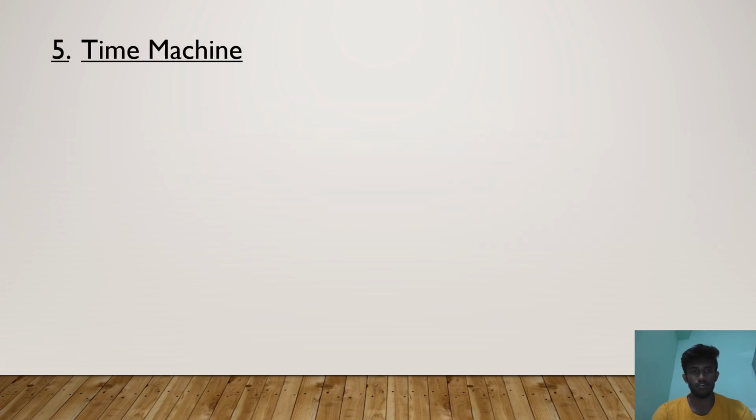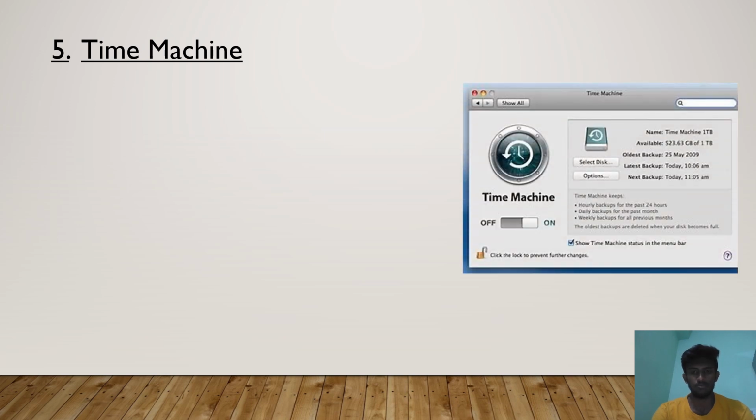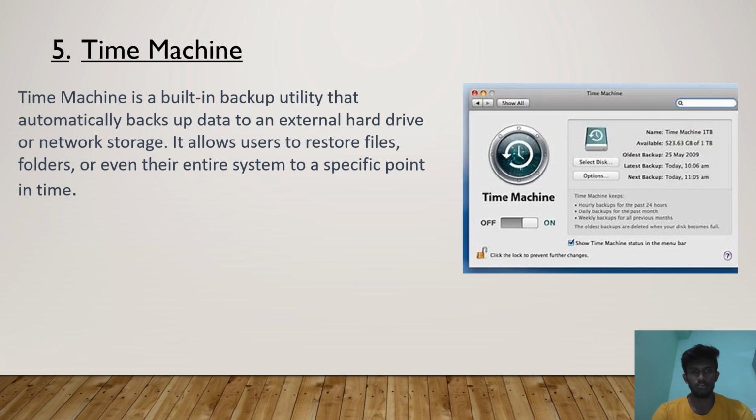The next one is the fifth, Time Machine. Time Machine is a built-in backup utility that automatically backs up data to an external hard drive or network storage, which allows users to restore files and folders, or even their entire systems, to a specific point in time.